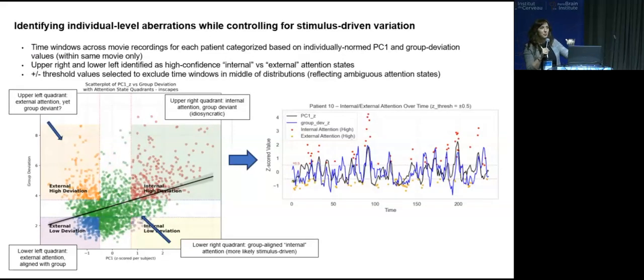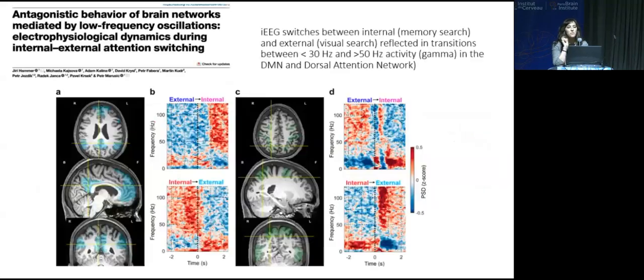So if both of those criteria were met, high loadings of that PC and you weren't doing what everyone else was doing, we called that internal attention, and then we called the opposite of that external attention. And from that, we picked out time points in each person's movie watching where we thought maybe they're internally or externally oriented. This paper just came out a few months ago, but it provides a really good model of these shifts in low and high frequency activity between the DMN and dorsal attention network.